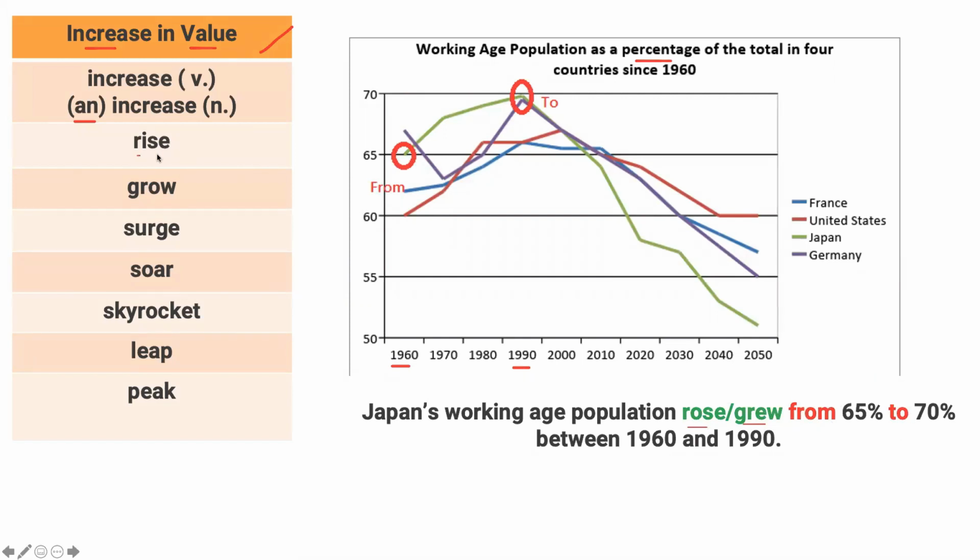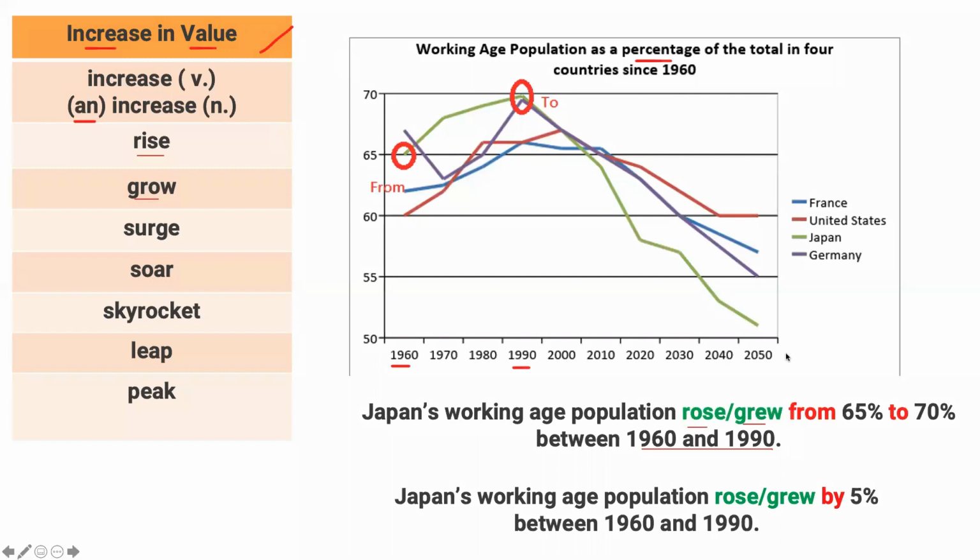Now here, of course, I've got our infinitive. Of course, we're looking in the past, so I've got rose and grew for the same reason as before. We are talking about a specific moment in the past. Another example could be this one right here. It says Japan's working age population rose and grew by 5% between 1960 and 1990.